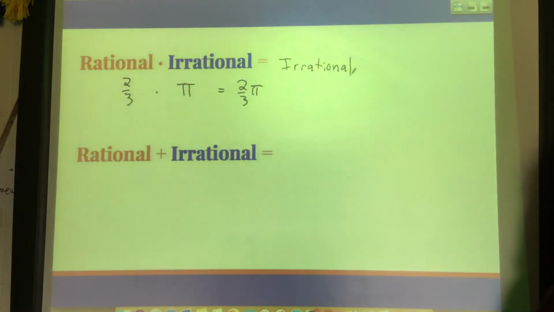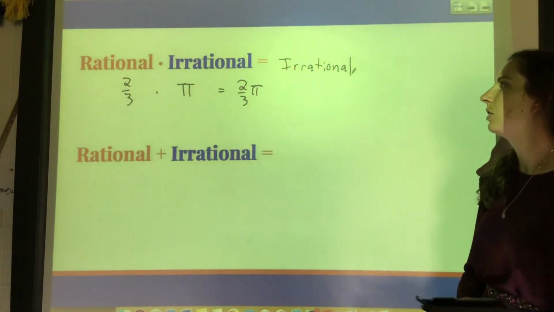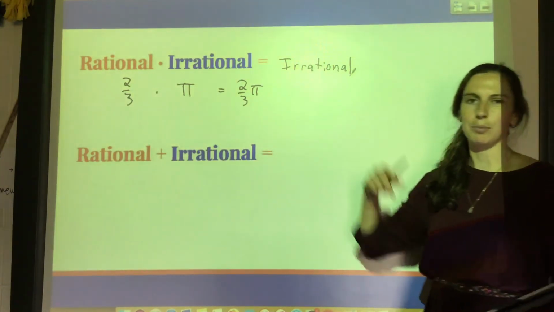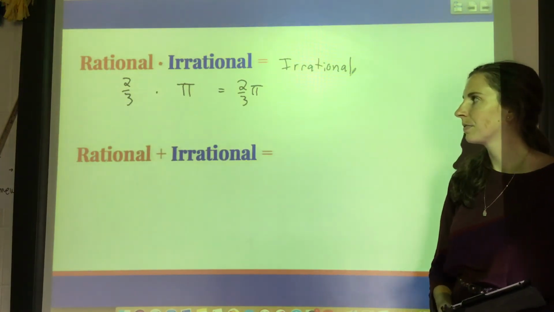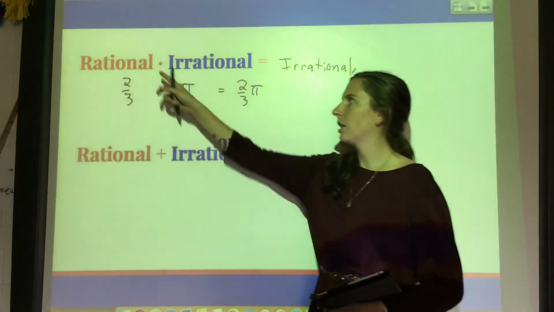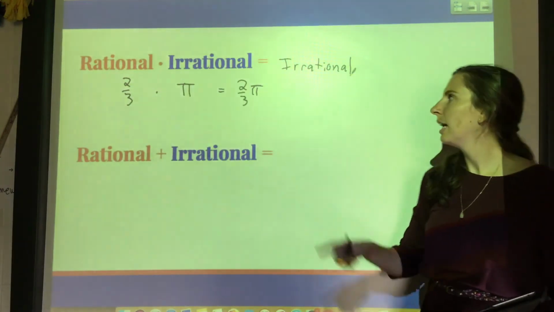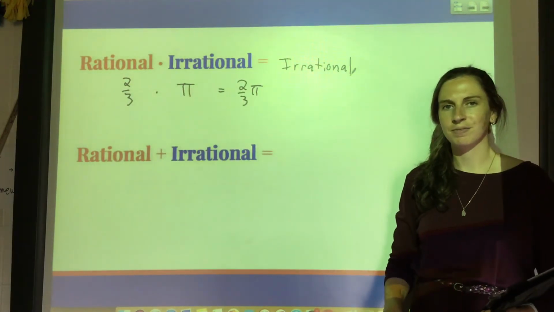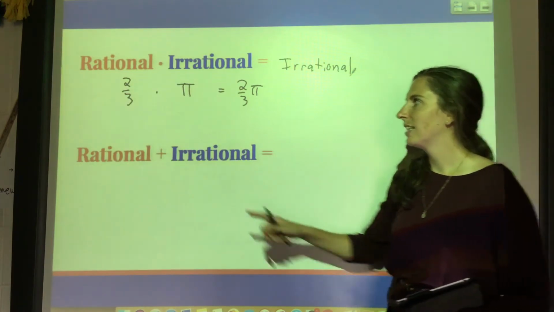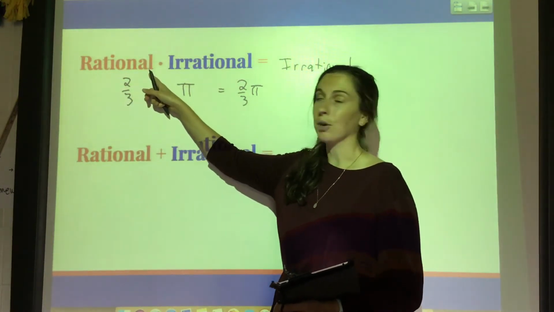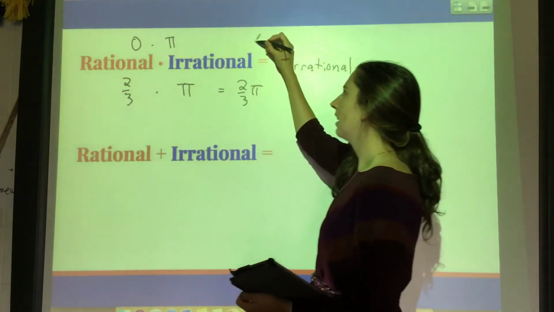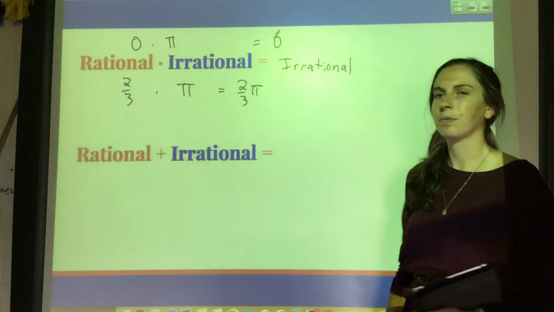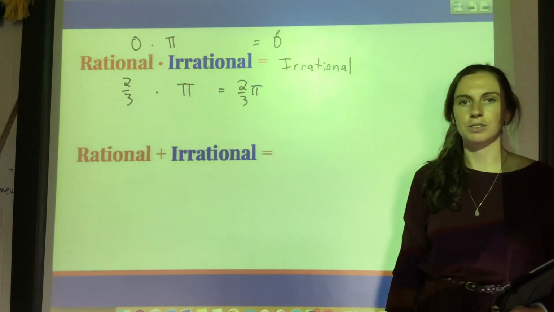It is possible in one circumstance to get out a rational number. Pause the video and see if you can think of what that might be. How could I do a rational number times an irrational one and get out a rational number? The answer is if the rational number is 0. If I did 0 times pi, I would just get 0, which is actually rational.